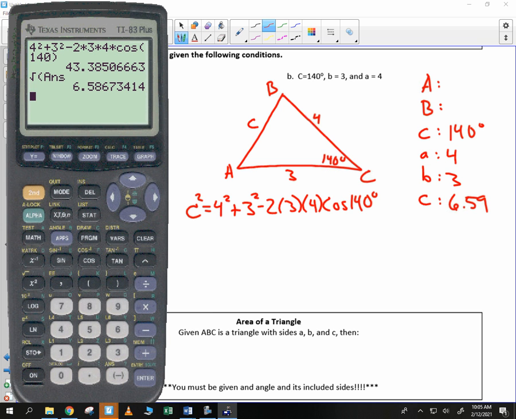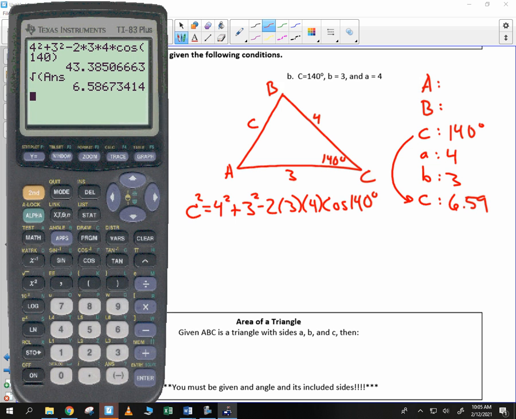I only got one angle though. Is it possible for this triangle to have more than one obtuse angle? Is it possible for these other angles to be bigger than 140? No way. Would you agree it can only have one obtuse angle? This is definitely the largest angle, and it's got the largest side. So I'm good to go there.